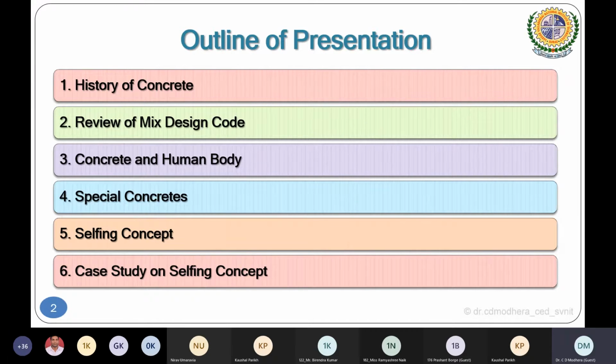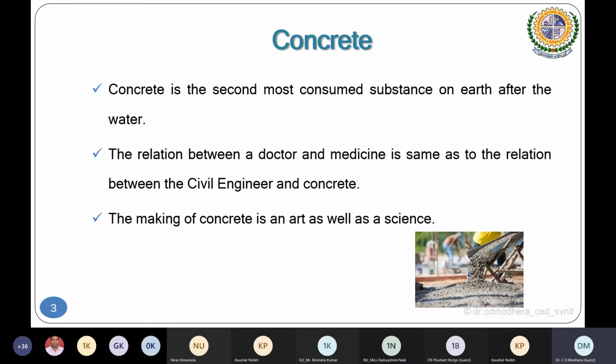Kindly bear with me. Then a case study on the selfing concept, that also I am trying to explain. As I told, concrete is the second most consumed substance on earth after water. That is everybody knows, still it is repeated. So we should be aware of how its consumption arises.